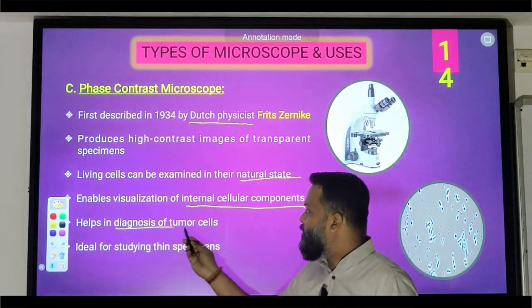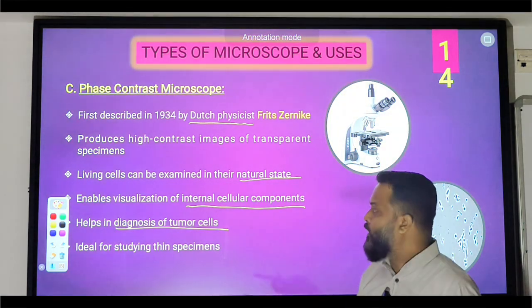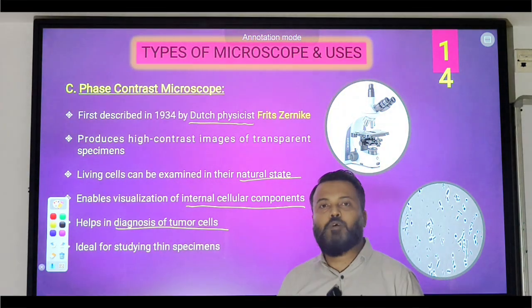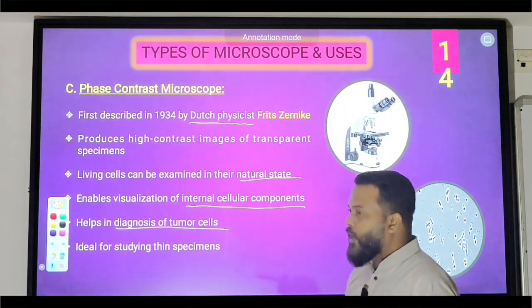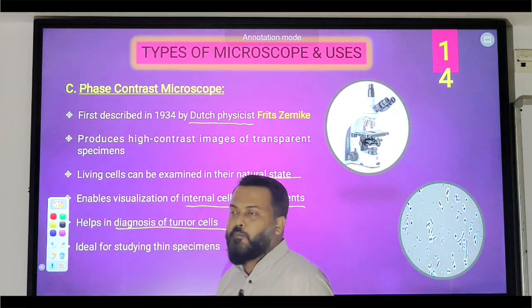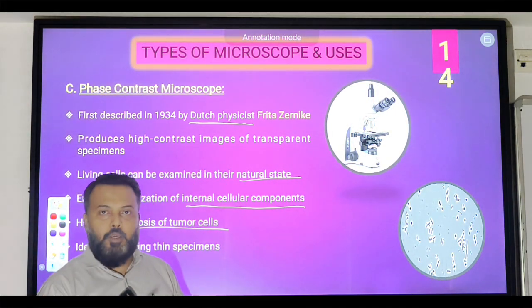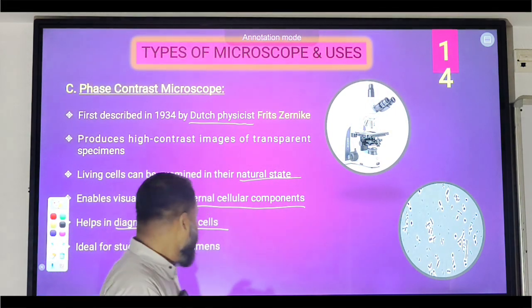It helps in diagnosis of tumor cells. So tumor cell diagnosis is also done with the help of phase contrast microscopes. However, nowadays different kinds of sophisticated microscopes are also available which are used in diagnosis of tumor cells.